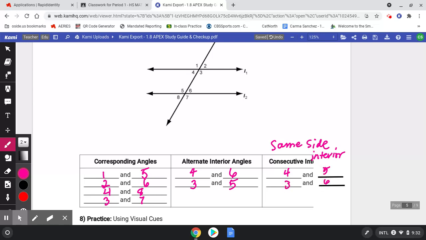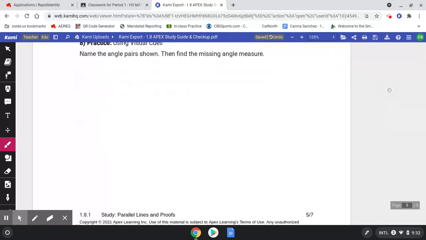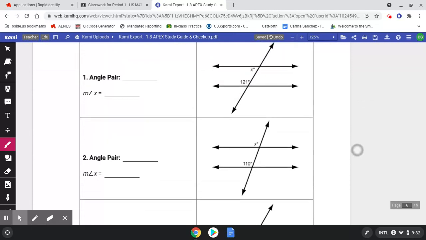All right, now real quick, just to remind you of the relationship between all of those. Corresponding angles are equal. Alternate interior angles are equal. Same side interiors are supplementary. They add up to 180 degrees. So keep those ones separated. All right, let's go practice some examples now, given these.